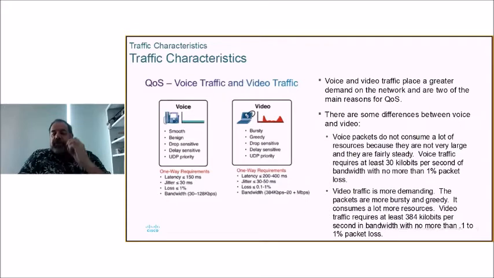Video traffic is more demanding. The packets are more bursty and greedy. It consumes a lot of resources. Video traffic requires at least 384 kilobits per second in bandwidth with no more than 0.1 to 1% packet loss.